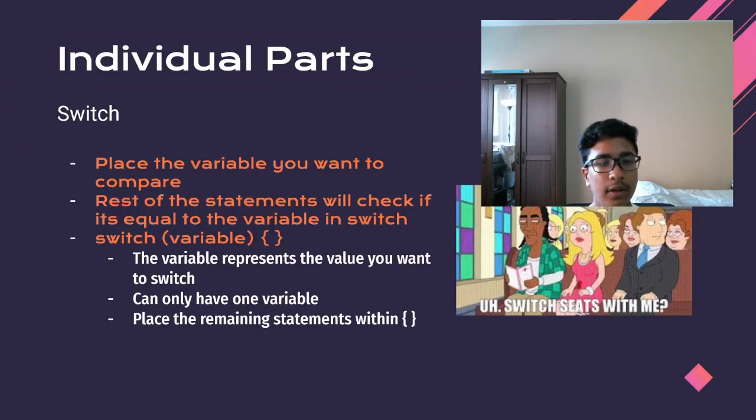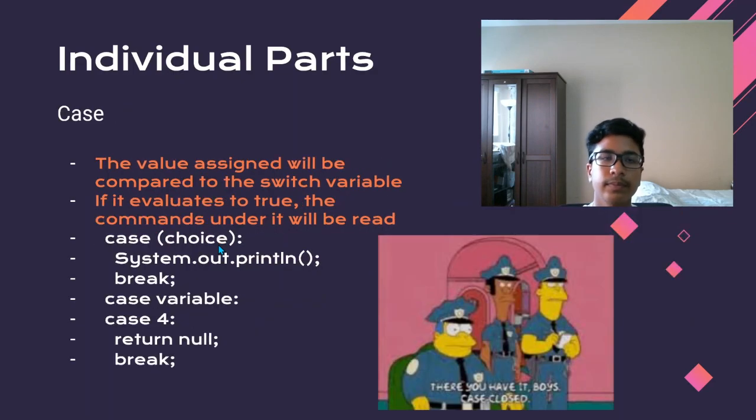Switch statement. Here's where you place the variable you want to compare. The rest of the statements will check if it equals the variable in switch. So we add switch first and the variable inside the brackets. And inside the curly brackets, we add the cases and the breaks. This variable represents the value that we want to switch. We can only have one variable. If you try to add more variables, the code will produce a syntax error.